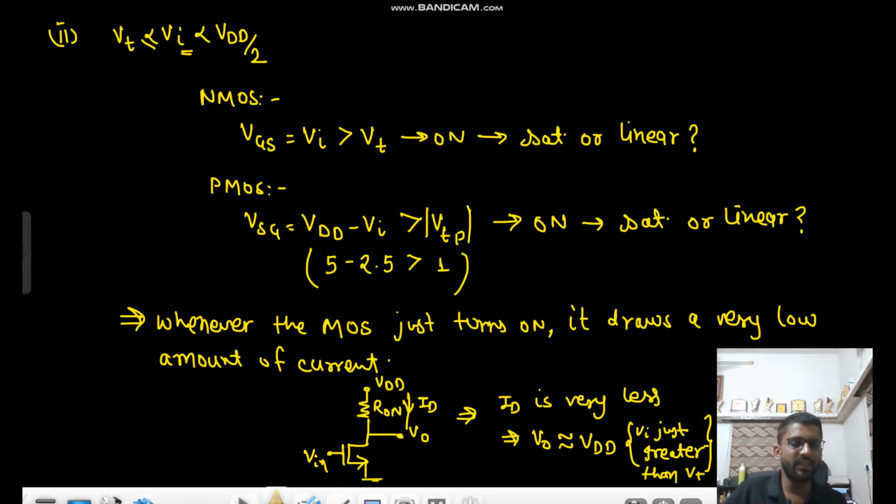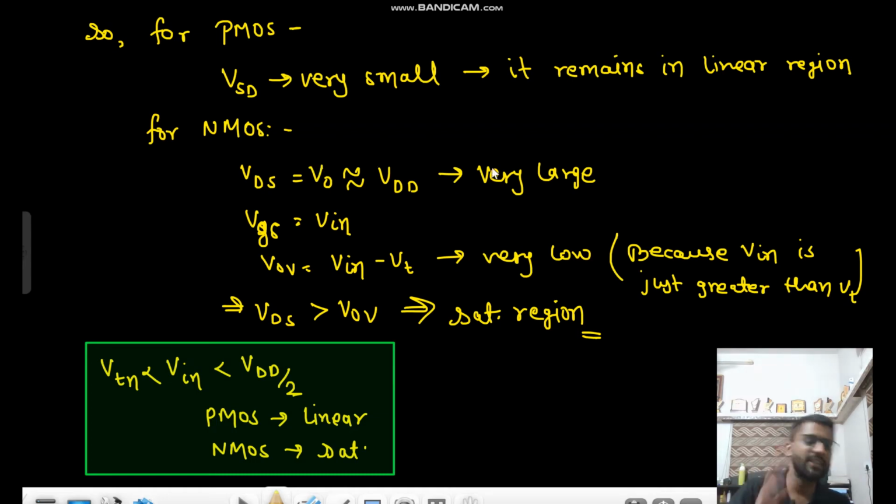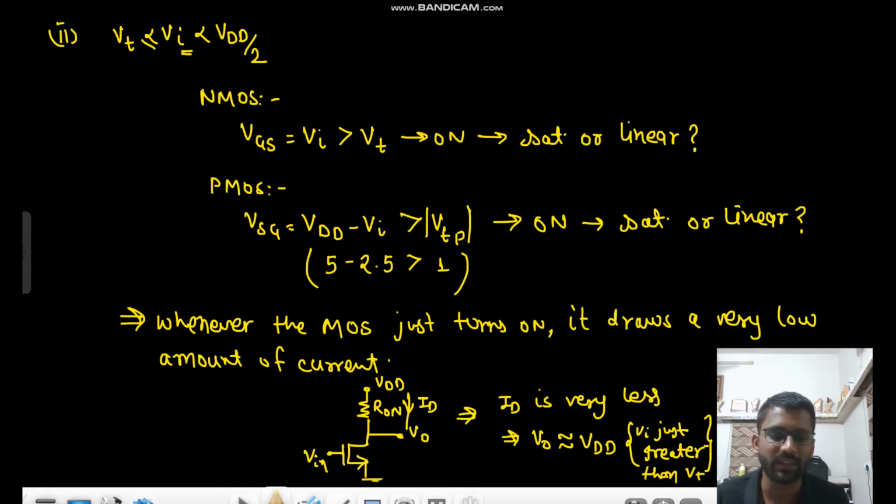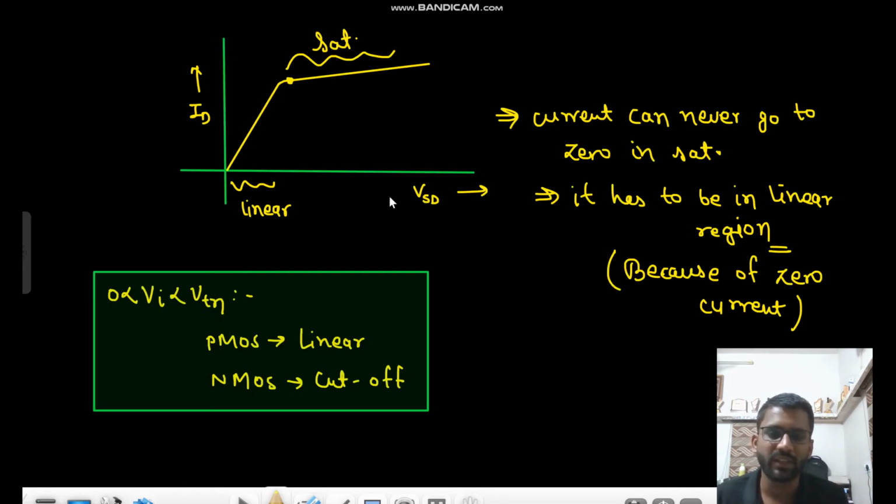If that is nearly equal to VDD, then your VSD is very small. So for PMOS, your VSD is very small. If VSD is very small, that means it remains in the linear region, because we know the characteristics, right? If VSD is small, it remains in the linear region.